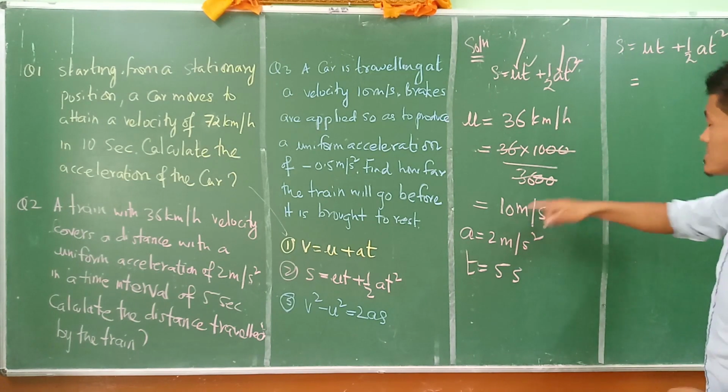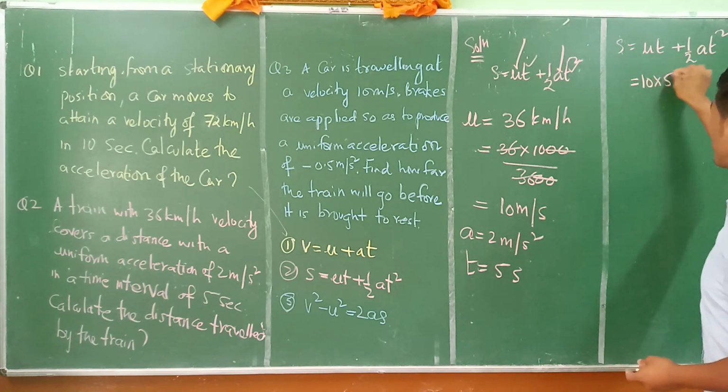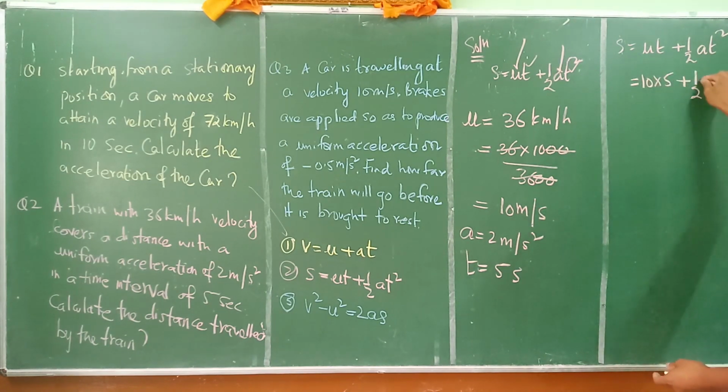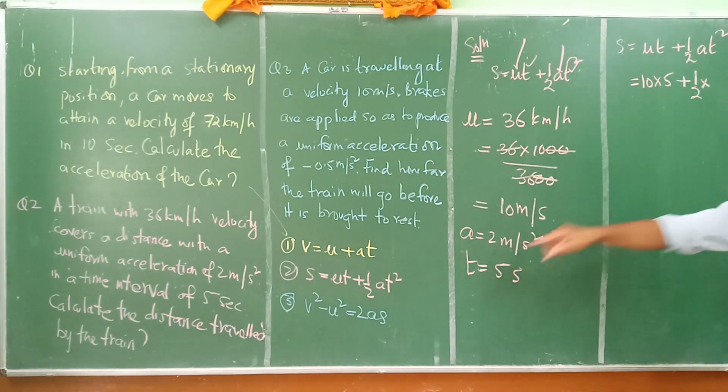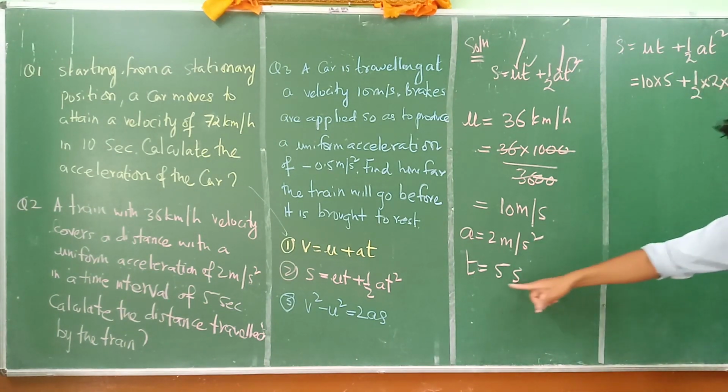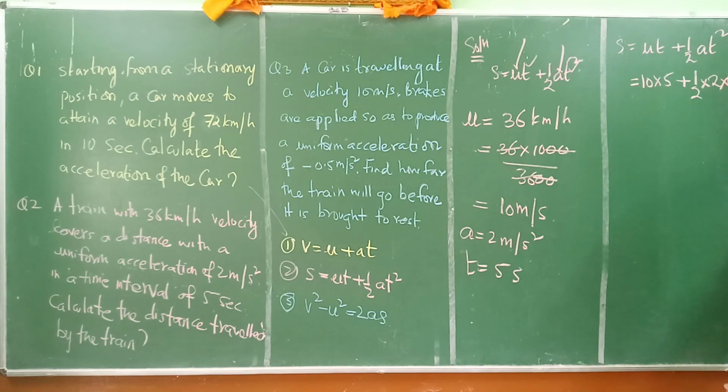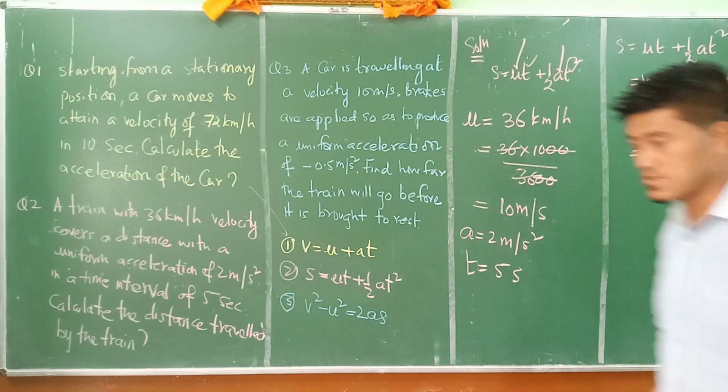How much is U? 10. How much is time? 5. Plus half into how much is acceleration? 2 into how much is time? 5. Don't forget this. Many of the students, they tend to forget about this square, right? So 5 times 10 are 50 plus this 2 we can cancel it. 5 5s are 25. So when you sum up this, you will get 75 meters. This is your answer. Understand?